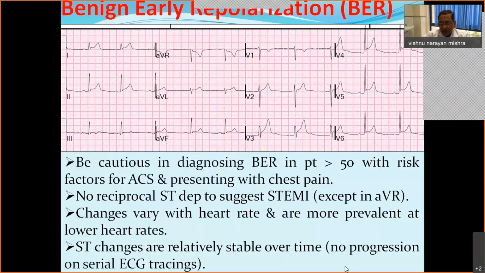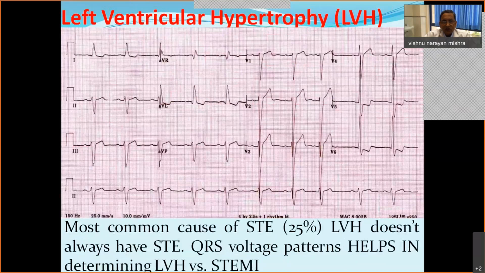Changes vary with the heart rate and are more prevalent at lower heart rates. ST changes are relatively stable over time. That means there is no progression of the serial ECG tracing. So if this is an ECG of benign repolarization, then it is going to remain the same on day 1, day 2, day 3, day 4, and maybe on day 6 or 7. While in ST elevation MI, it will sequentially change, which all of us know.